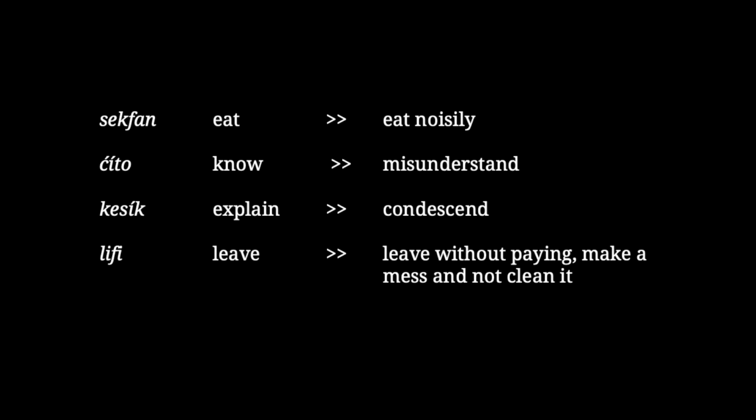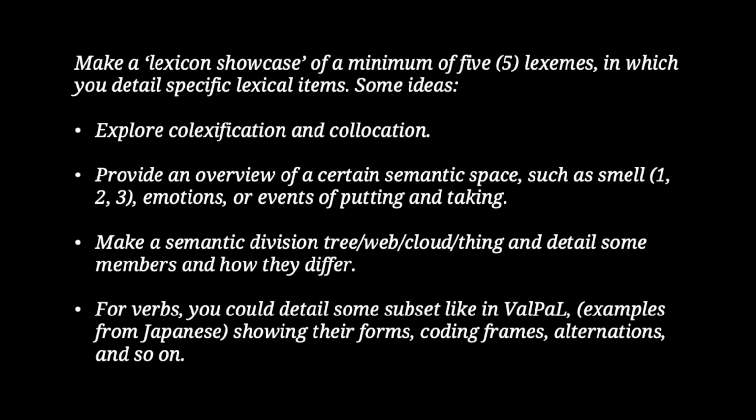Vocabulary is actually one of the judging criteria. Specifically, make a lexicon showcase of a minimum of 5 lexemes, in which you detail specific lexical items. Some ideas: Explore colexification and collocation. Provide an overview of a certain semantic space such as smell (1, 2, 3), emotions or events of putting and taking. Make a semantic division tree/web/cloud/thing and detail some members of it and how they differ. For verbs, you could detail some subset like in ValPaL (examples from Japanese), showing their forms, coding frames, alternations, and so on.